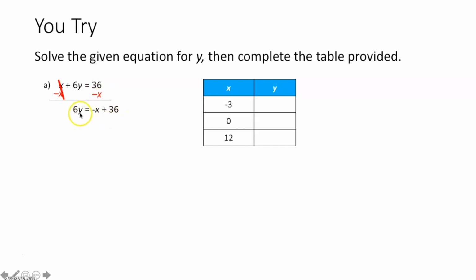Now again, y has to be by itself, so I got to move this 6. Since it's 6 times y, I got to do the inverse. I divide both sides by 6. Now these 6's cancel out, and I get y is equal to negative x plus 36 over 6.